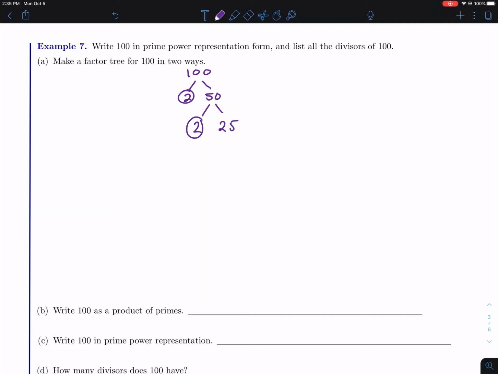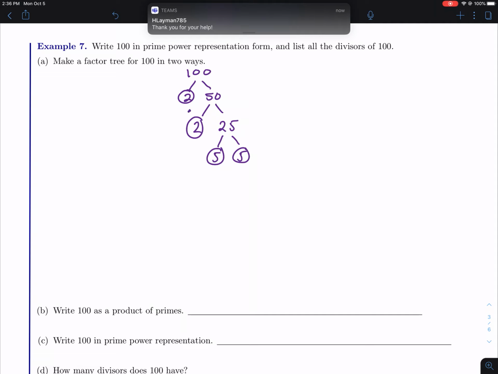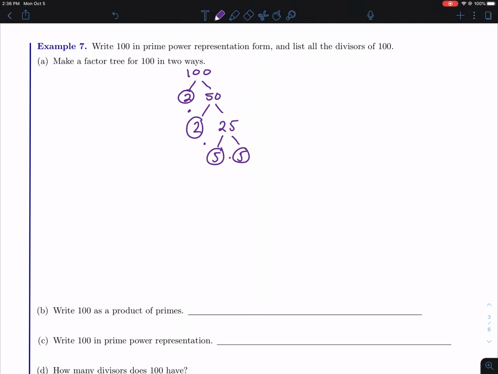And again, notice I circled the 2 because 2 is prime. And then 25 is not even anymore, so you might as well stop using 2. 3 doesn't go into 25, but it turns out 5 does. And so we end up with 5 times 5, and hopefully you saw from above that 5 is also a prime number. So I'm going to circle both of those, and so our branch is officially over. And to multiply these together, we're just going to multiply all those things that are circled to get our product of primes. So 100 is a product of primes, and it's going to be 2 times 2 times 5 times 5.